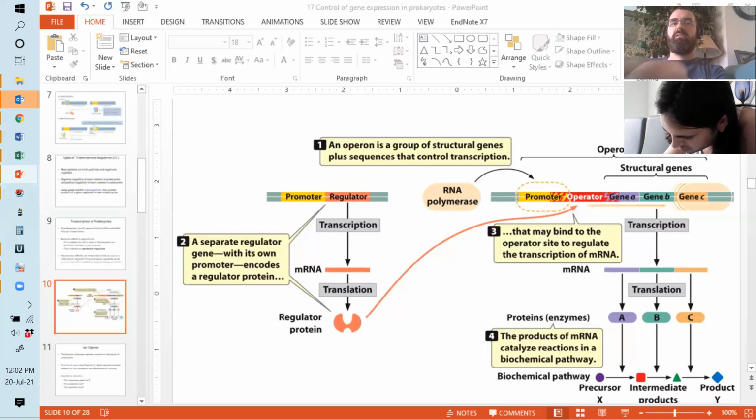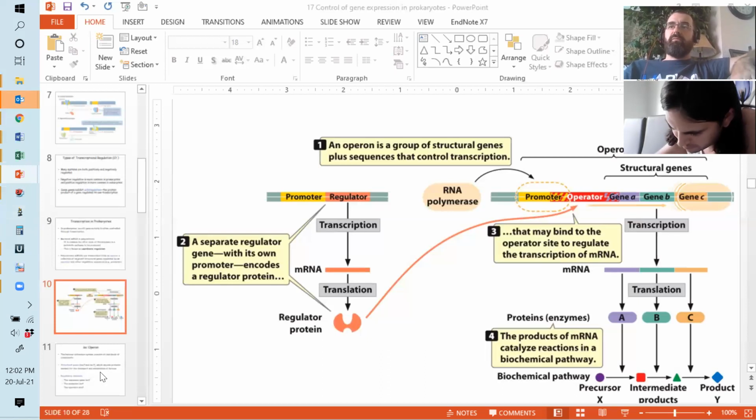And then we have fine tuning, where transcription is controlled or set between those two states. I always do the whole turning a dial motion when I talk about that, because we're just tweaking things a little bit. So keep that in mind as we talk about both the lac operon and the trp operon. We're going to have two components to each: the big on-off deal, and then the fine tuning part.